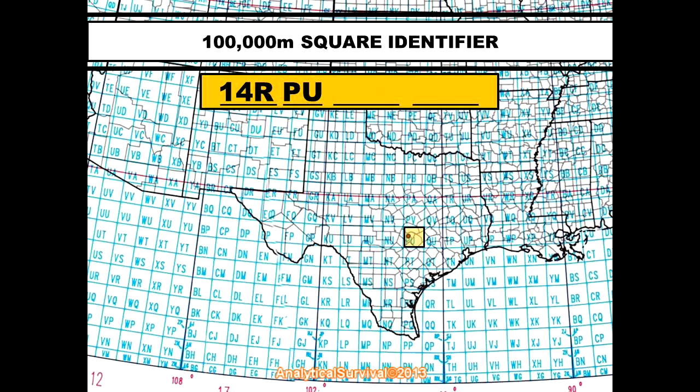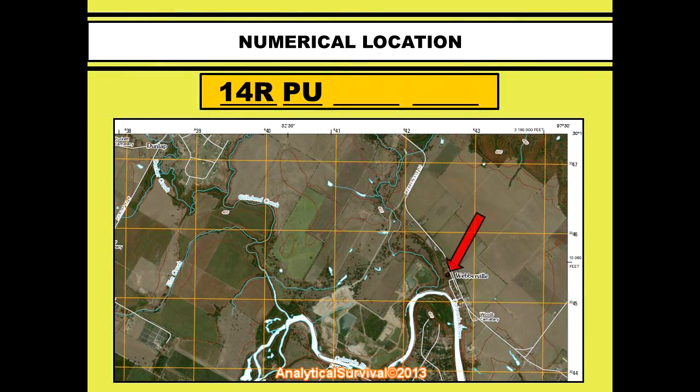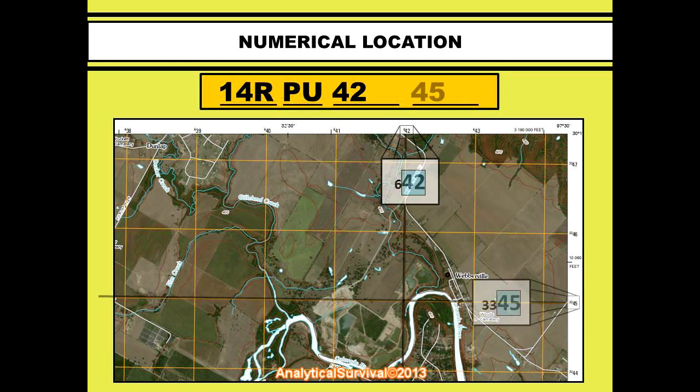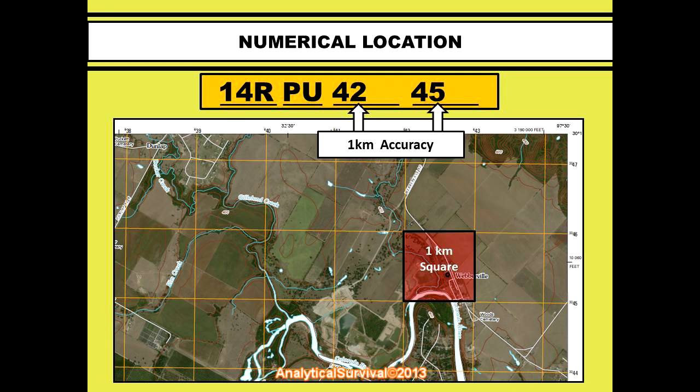One letter represents a specific column and the other a specific row. Now from here, it's just a matter of constructing the numerical part of the coordinate, just like we do in the civilian world. So let's go ahead and do that. Here's our target location. We're in Weberville, and our 4-digit grid coordinate is 42 easting by 45 northing, and that renders us this 1-kilometer grid square.